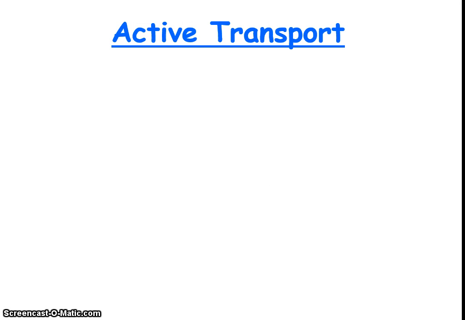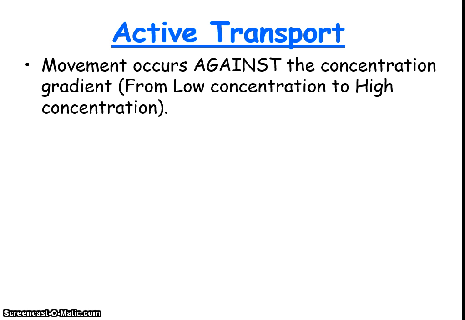Okay, so thus far, everything that we've talked about has occurred without energy, just due to the random motion of molecules. The rest of this lecture, for the most part, is about the type of transport that requires energy, and in general, that's called active transport. Anytime movement is occurring from low concentrations to high concentrations, in other words, upstream against the gradient, the only way that's going to happen is if the cell expends energy to cause it to happen.